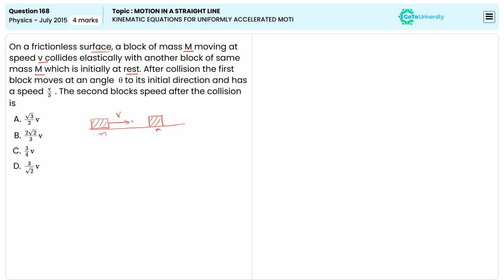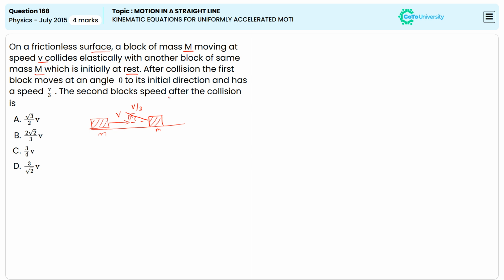After collision, when it hits here, the first block moves at an angle theta to its initial direction. It will go in this direction with angle theta from the initial direction, and has a speed of v by 3. Initially it is v, then it will move with the reduced speed v by 3.